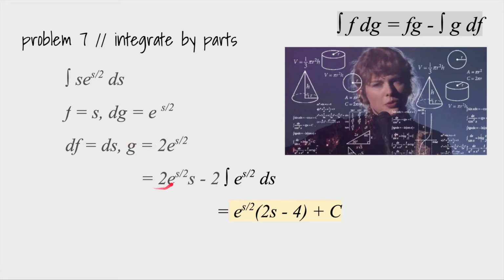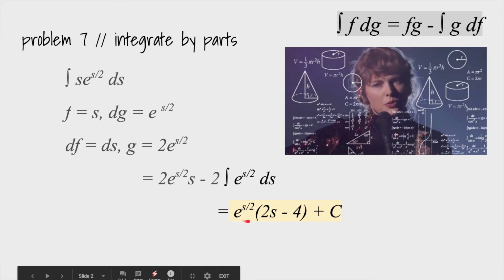It was really simple because we get 2 times e to the power of s divided by 2 times s minus 2, and we just get rid of this, that's why it's bold. Mainly this right here is our answer already, it would be just 2e to the power of s divided by 2 times s minus 2, but I went ahead and distributed, and we get e to the s divided by 2 times 2s minus 4 plus c, because we don't have a specific starting point.